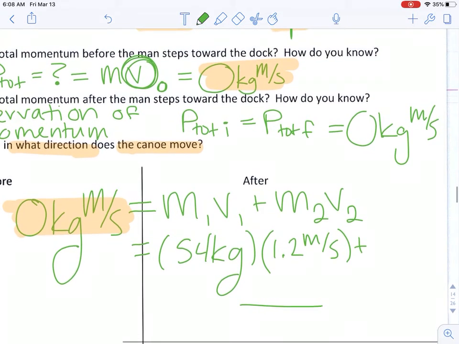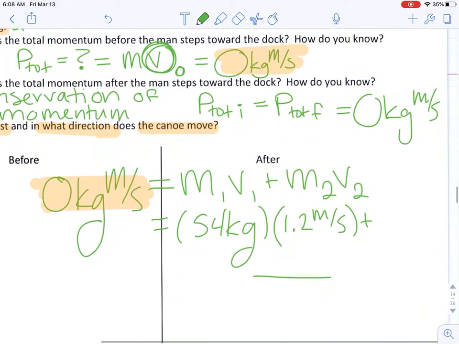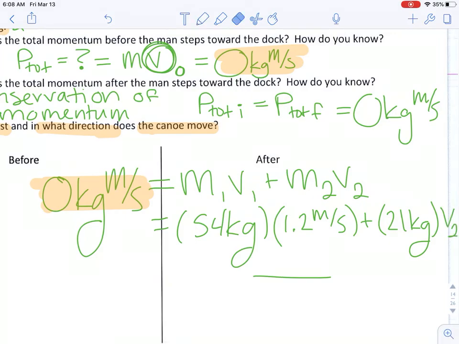Then object 2's mass is that canoe, and that canoe is going to have 21 kilograms. And we want to know its velocity, so v2. That's what we're looking for. And that all equals 0. Okay. Then we're going to go ahead and solve, and I'm going to give you guys a little bit of time to do that.